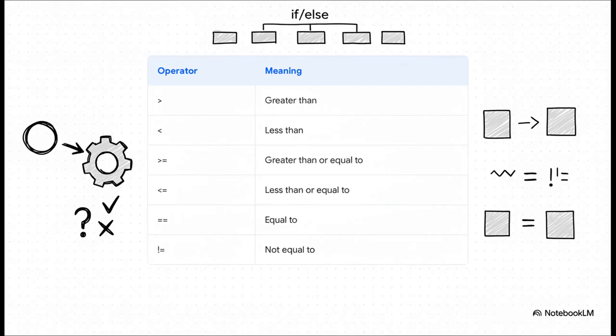Okay, so how do we ask those yes or no questions in a way the computer actually understands? We use these things called relational operators. Think of them as the basic tools for comparing stuff. You can ask, is this number bigger than that one? Or is it smaller? And this is a big one. You can ask if two things are exactly equal. And see that double equal sign? That's super important. It's different from a single one. Or you can ask if they're not equal. This is the language of comparison for code.